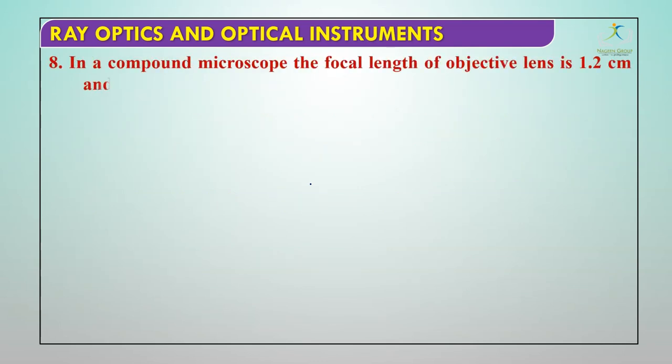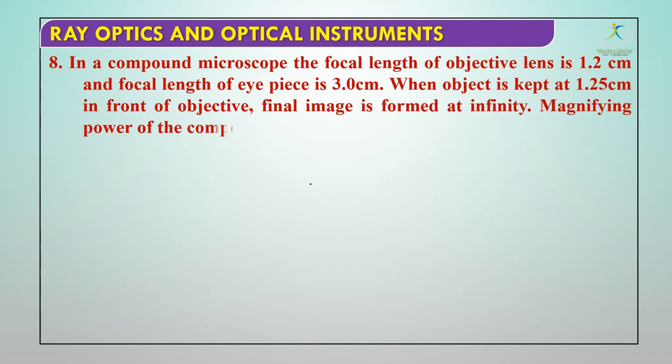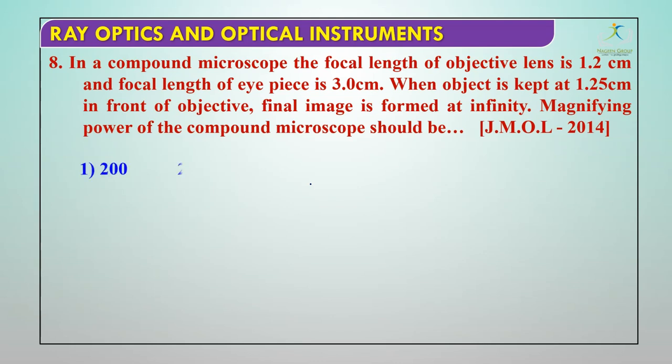Next, in a compound microscope, the focal length of the objective lens is 1.2 centimeter and the focal length of the eyepiece is 3 centimeter. When the object is kept at 1.25 centimeter in front of the objective, the final image forms at infinity. The magnifying power of the compound microscope should be: 200, 100, 400, 150.